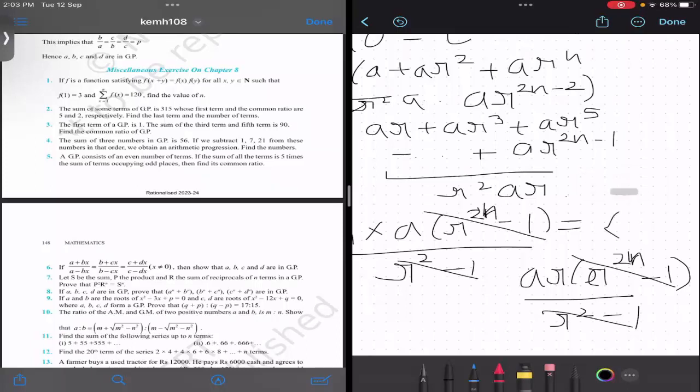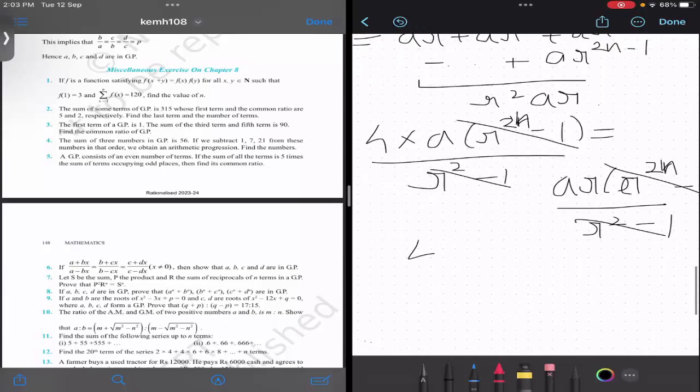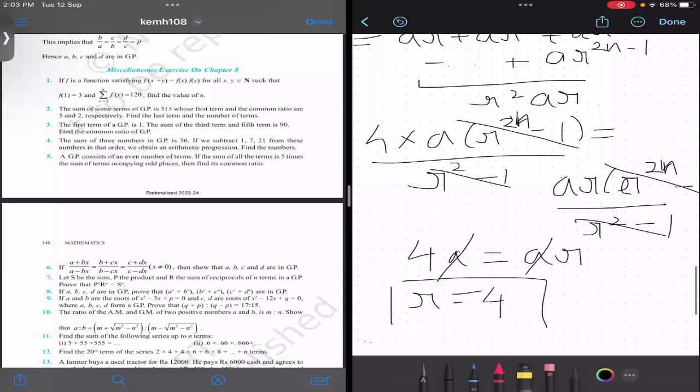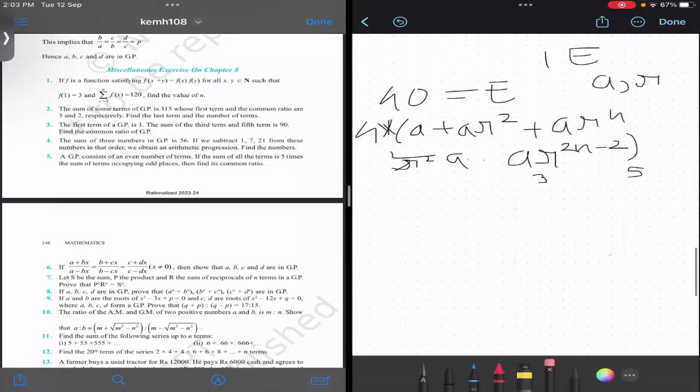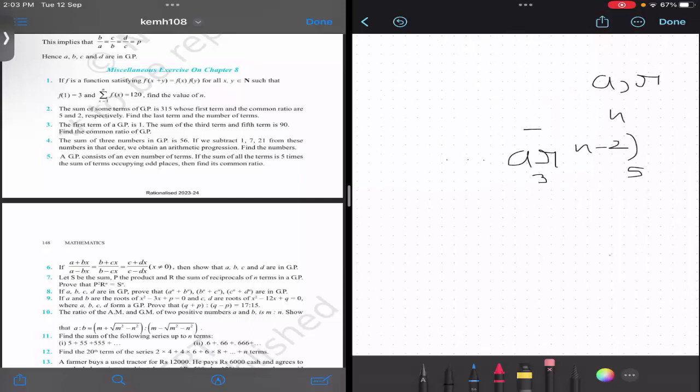What you now have is 4A equals AR, cancelling A out on both sides. The common ratio is 4, right? And we had been asked to do that. We had been asked to find the common ratio of this particular GP. We've done that. So yeah, that is the solution. Moving on. In the next question, then we'll start from here itself.